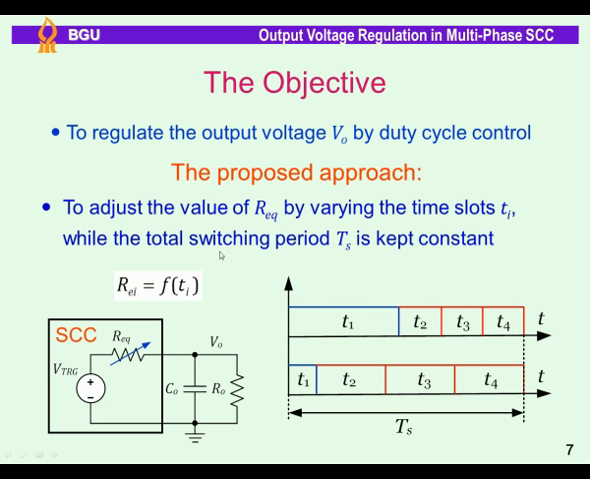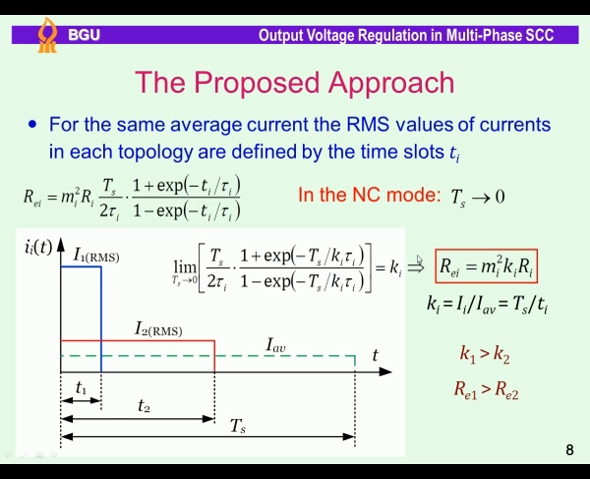The objective of this study was to regulate the output voltage by duty cycle control, and the proposed approach is to adjust the value of the equivalent resistor by varying the time slots Ti, while the total switching period Ts is kept constant. In the NC mode, the momentary current through each flying capacitor is rectangular.